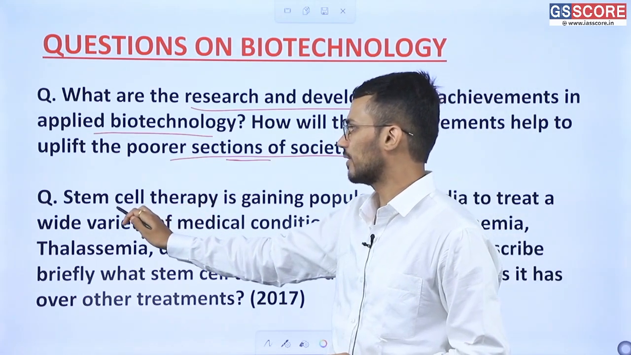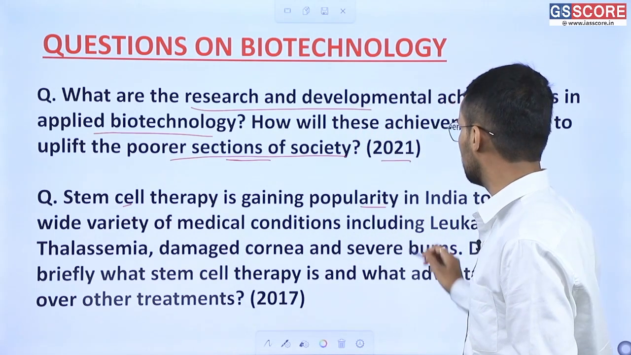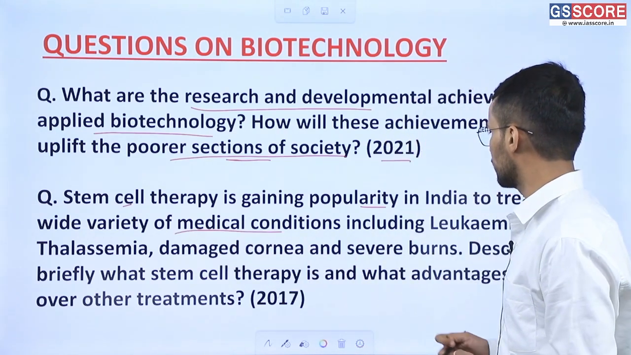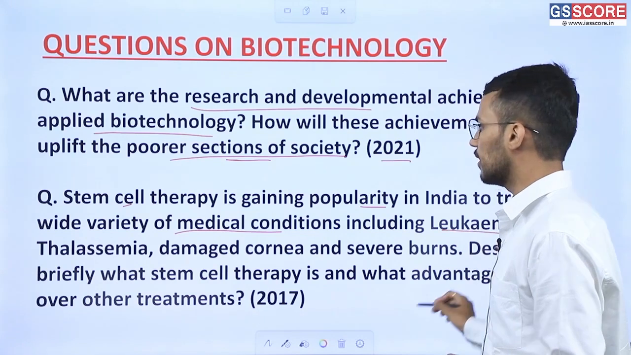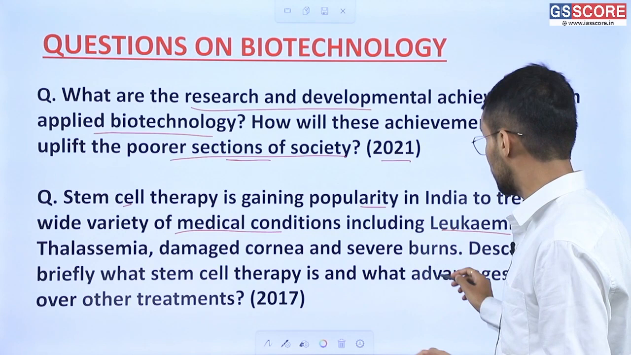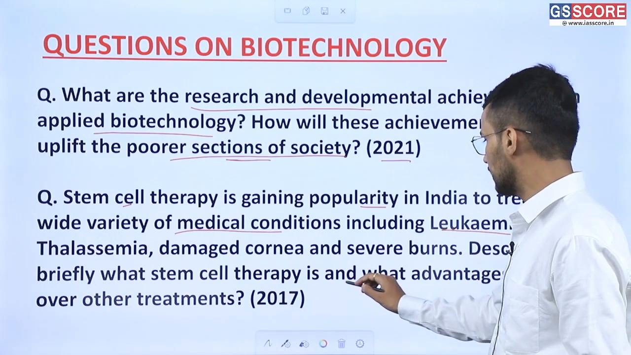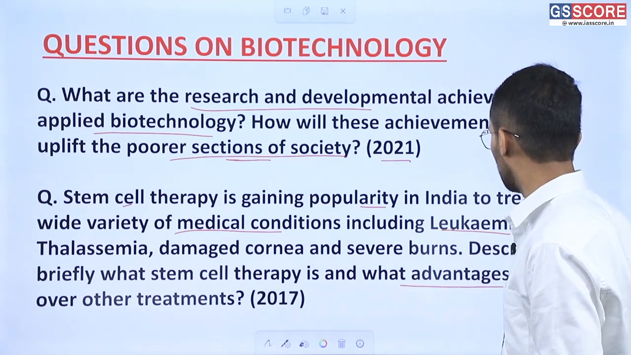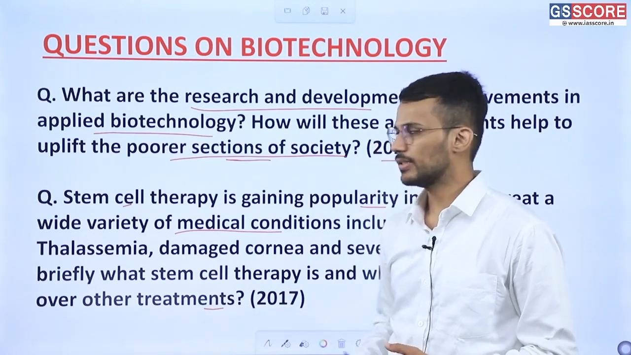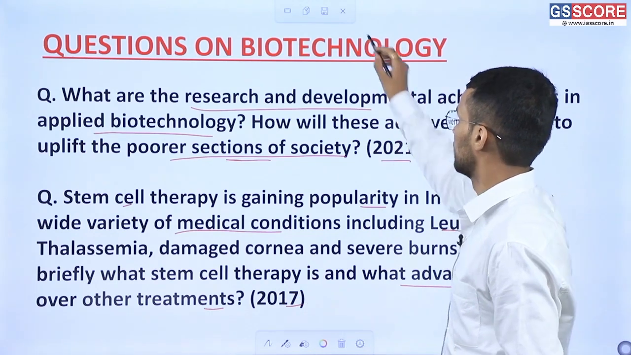Then in 2017, there was a question on stem cells. Stem cell therapy is gaining popularity in India to treat a wide variety of medical conditions, including leukemia, thalassemia, damaged cornea, and severe burns. Describe briefly what stem cell therapy is and what advantages it has over other treatments, right? So that is the question that UPSC asked in 2017's mains examination.